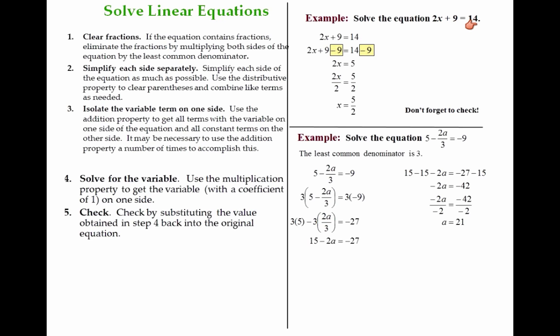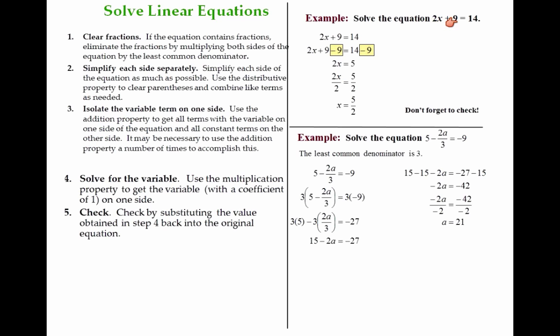Here we want to solve for x. We have 2x plus 9 equal to 14. Well, we don't have any fraction here to clear. We're going to look at some examples that do have some, but right now we don't, so we can skip this first step. Simplify each side separately. Well, there's nothing to simplify here. We can combine or distribute, so we can skip the second step here.